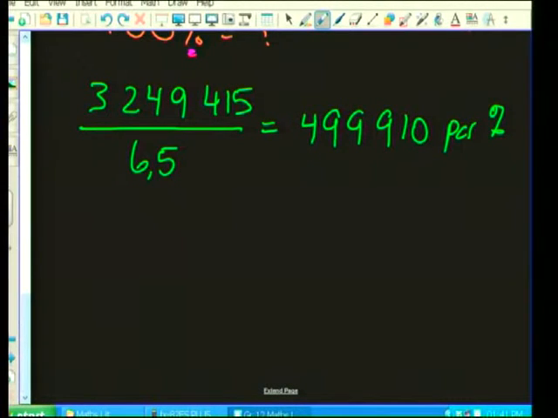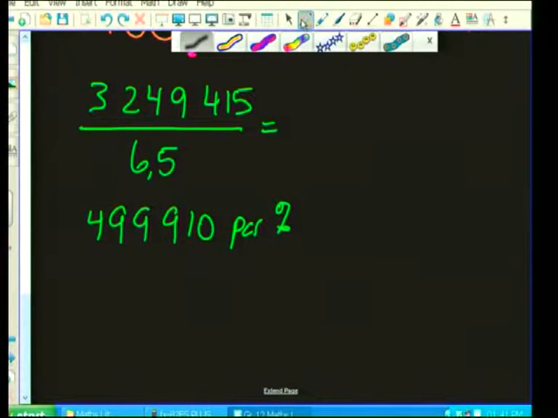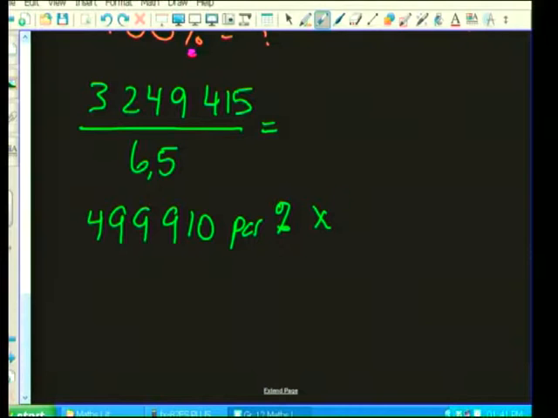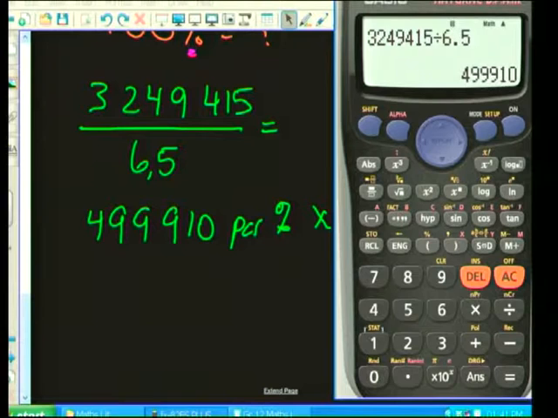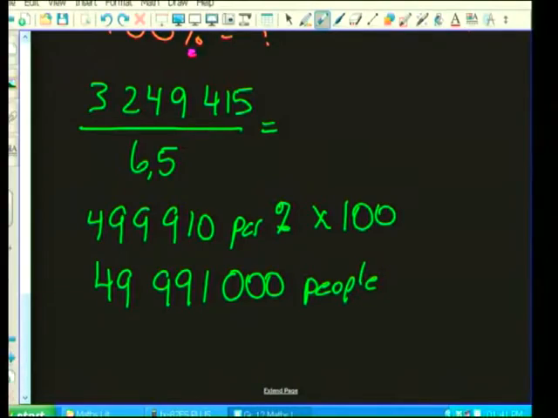So what I need to do is take that answer. Let's try and move that answer. I don't think it's going to move. Yes, let's write it there rather. And we're going to say, well, okay, take that answer, and we're going to get our calculator out and times that by 100, and we get an answer of 49,991,000. So our answer to that is 49,991,000 people. And don't forget your units. So my units here is people.